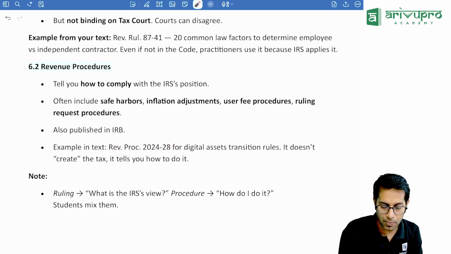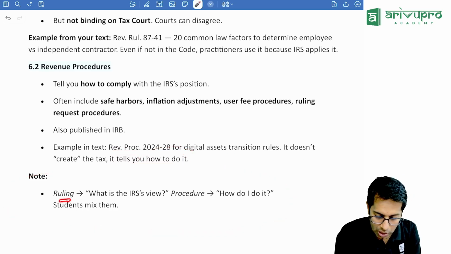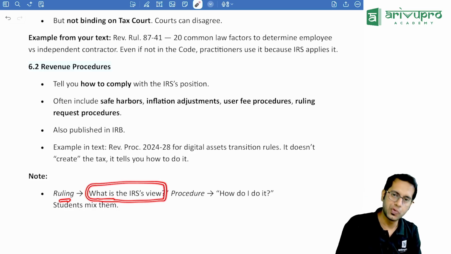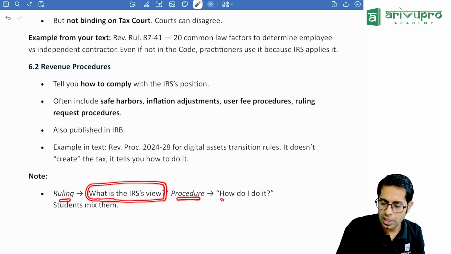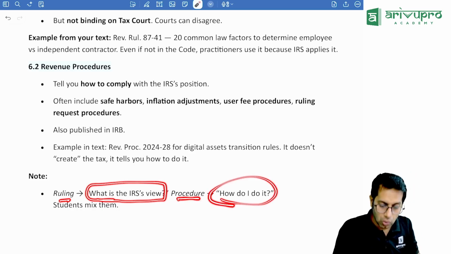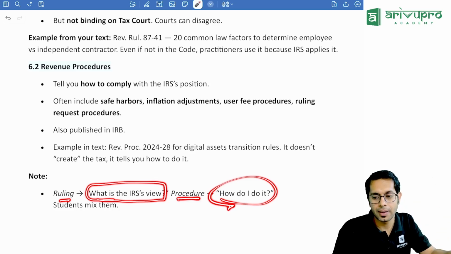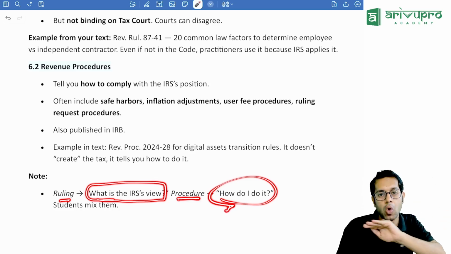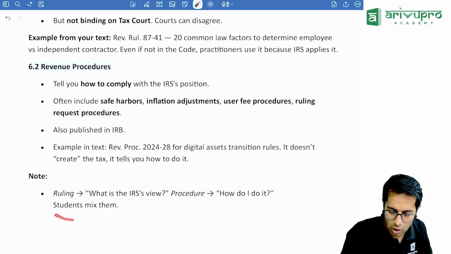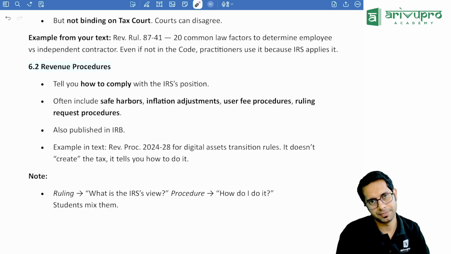Now please note, a very important point to be noted is this. A ruling is the IRS's point of view. A procedure is how to do it. A ruling is what they are thinking about that particular matter. A procedure is what you are supposed to do. Normally students will mix them.